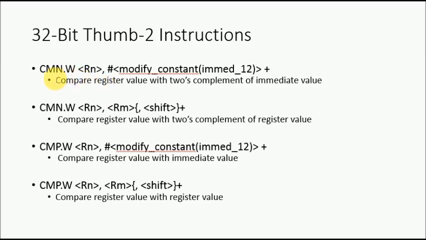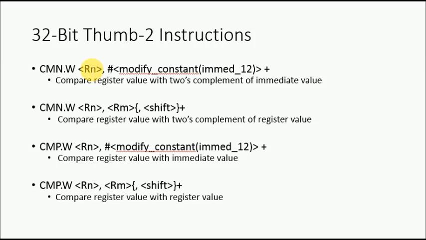CMN.W Rn, #modify constant immediate 12-bit. This whole instruction is going to affect the flags. This instruction, CMN, means compare the register value with the 2's complement of the immediate value. So N means the negate: the 2's complement of this immediate value is calculated, and that will be compared with the value of register Rn.